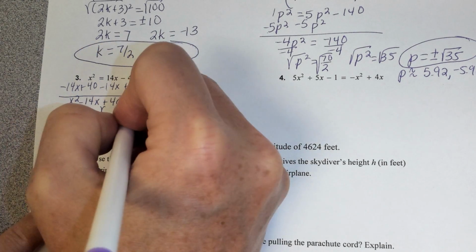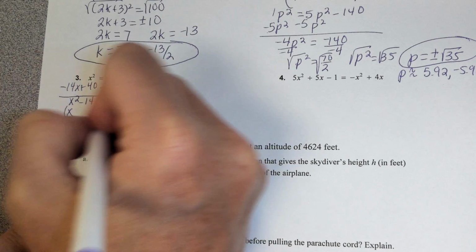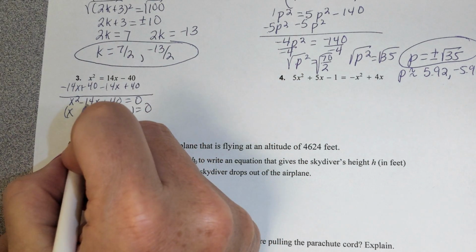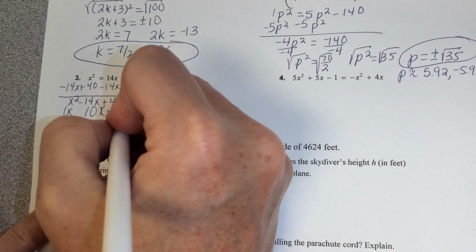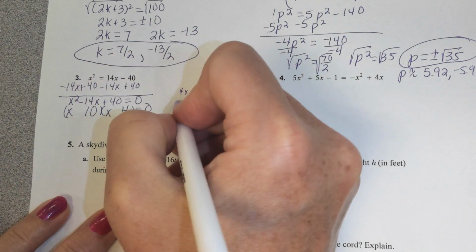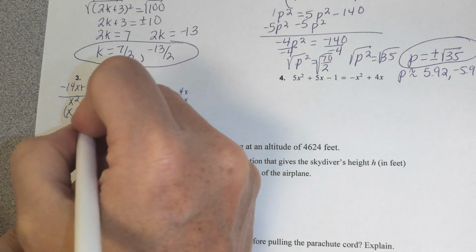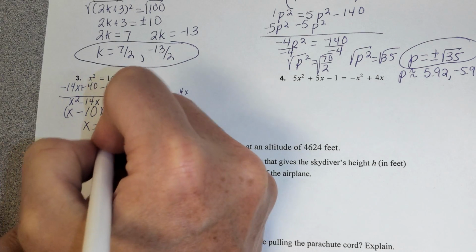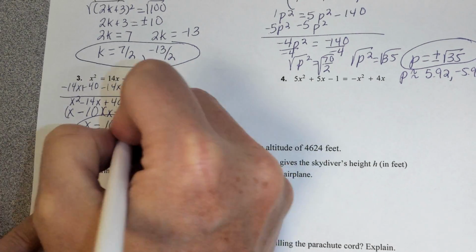Now I should be able to factor. I put my x and my x. Numbers that multiply to be 40 and add to be 14 are 10 and 4. When I do my outers, I get 4x. My inners, I get 10x. When I combine them, I have to get a negative 14. So therefore, my solutions are going to be 10 and 4.